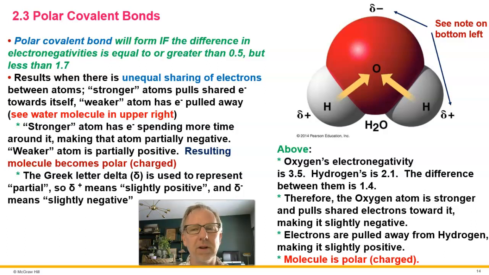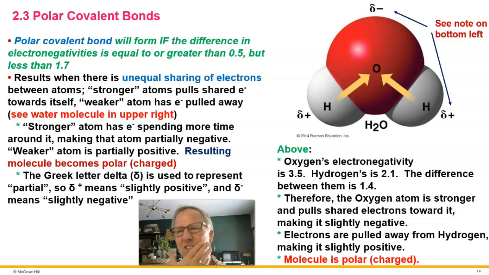So let's take a look at the water molecule that is in the upper right-hand part of your slide. So water is H2O. That's its molecular formula. You can see that underneath the diagram. It has two hydrogens and one oxygen that are bonded together. And specifically, the two hydrogens are stuck to or bonded to the oxygen.